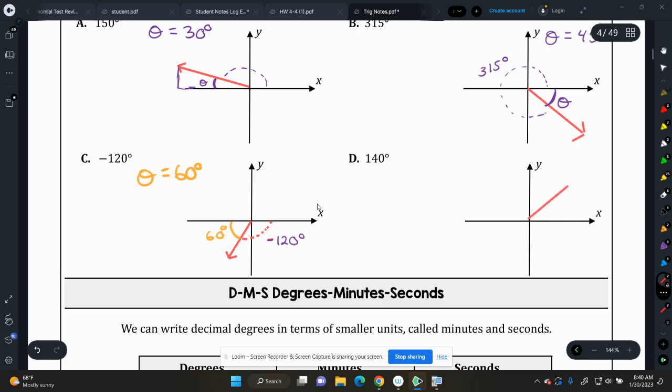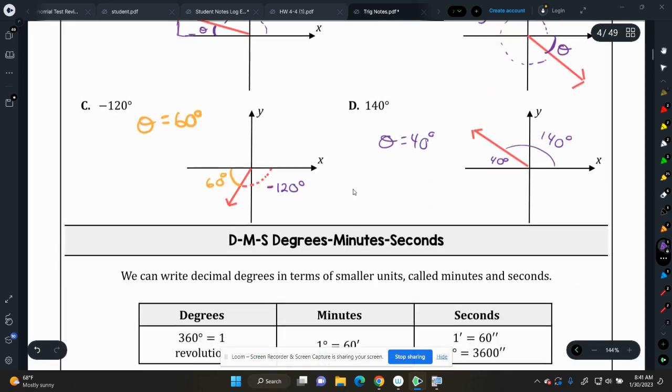Okay, the last one, 140 degrees. Here's 90 degrees, and 180 would be here. So I'm coming up about 40 degrees. There's our 140, which makes this 40 degrees. So my reference angle is 40 degrees. Okay?